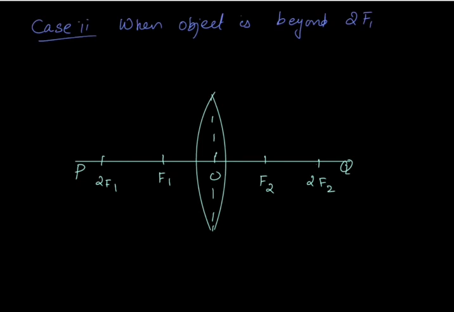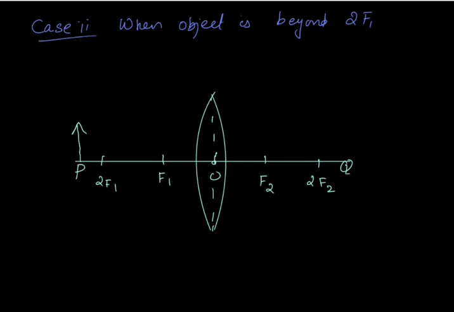As I told earlier, we need to draw a principal axis PQ, then the reference line using a dotted line. Then you have to mark a point O, which is the optic center. Then take equal measurements on either side as f1 and f2. Also take 2f1 and 2f2 as we did in the previous case. So when the object is beyond 2f1, you have to keep the object just beyond 2f1. So I am going to place the object here, which is beyond 2f1.